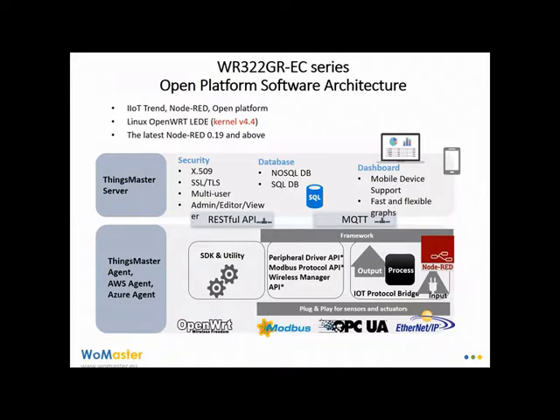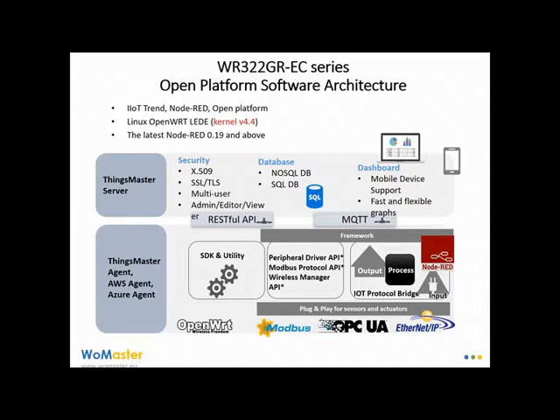Next, this page is about the software architecture of the WR322GR-EC. The OS is the Linux OpenWRT LEDE we just mentioned. The kernel is 4.4. Based on the Linux architecture, we integrate the security database and some APIs in it. And of course, Node-RED is built into this open platform.